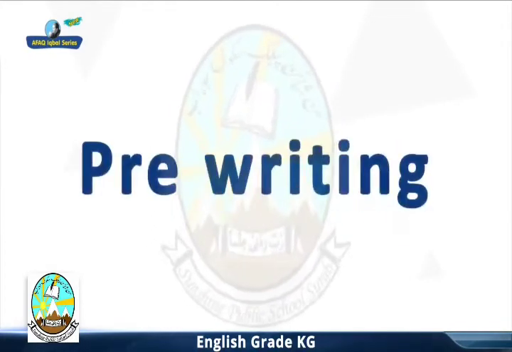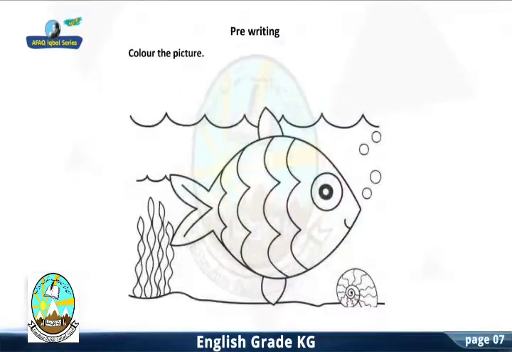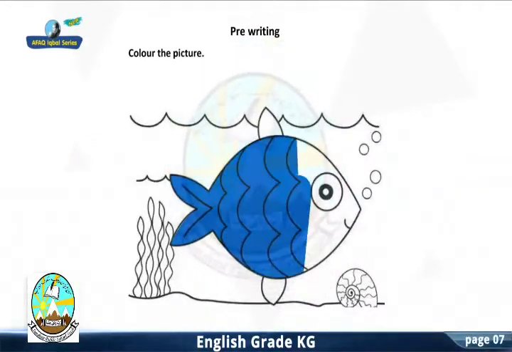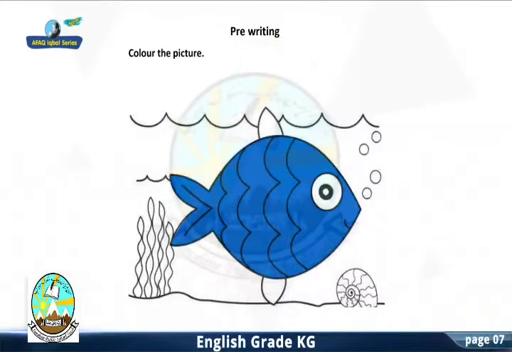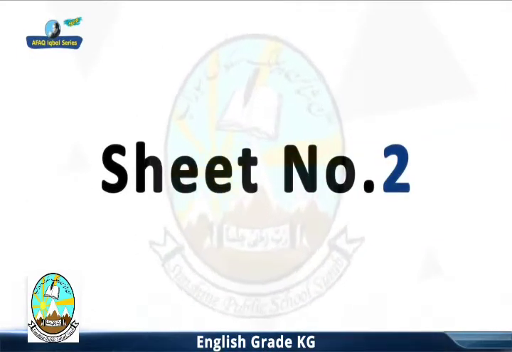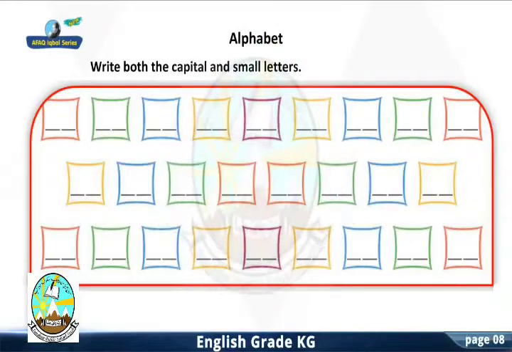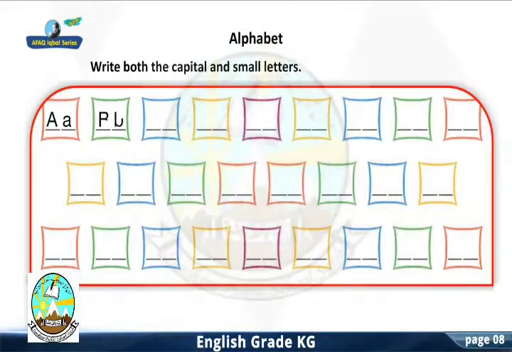Sheet number 1. Topic is pre-writing. Color the picture. Very good. Sheet number 2. Topic is alphabet. Write both the capital and small letters.